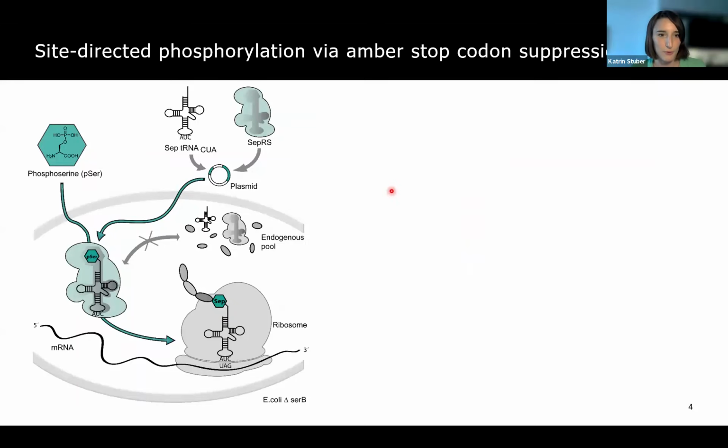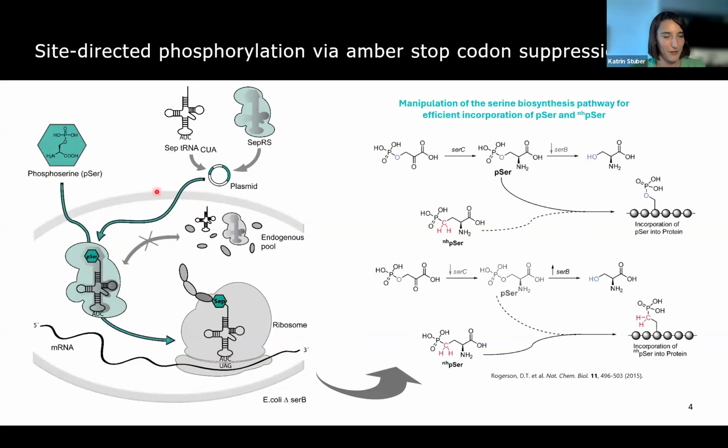And the system that we used was the system published by Jason Jin in 2015, and we cloned the tRNA and the tRNA synthetase onto a plasmid, and we supplemented the expression media with phosphoserine, and this enabled us, together with the incorporation of the amber stop codon at the desired position, to incorporate phosphoserine site-specifically at these 3 sites. And I guess when you follow this webinar series, you might know that phosphoserine is not an unnatural amino acid per se, because it is actually the precursor to serine in the biosynthesis pathway of serine in bacteria.